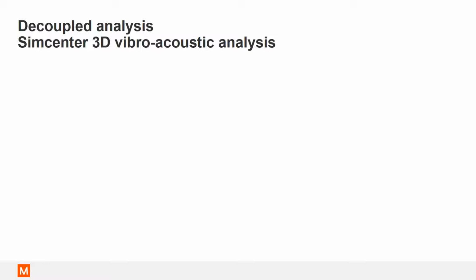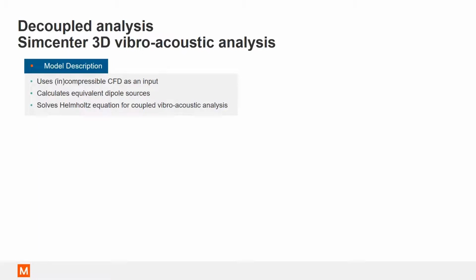So the idea here in an aero-vibro-acoustic analysis is that first you want to resolve the flow using an incompressible or compressible CFD package, and then calculate the equivalent dipole sources from the pressure fluctuations on the surface. Then, based on the pressure fluctuations on the surface, you will convert that into the frequency domain and solve the Helmholtz equation for a coupled vibroacoustic analysis.